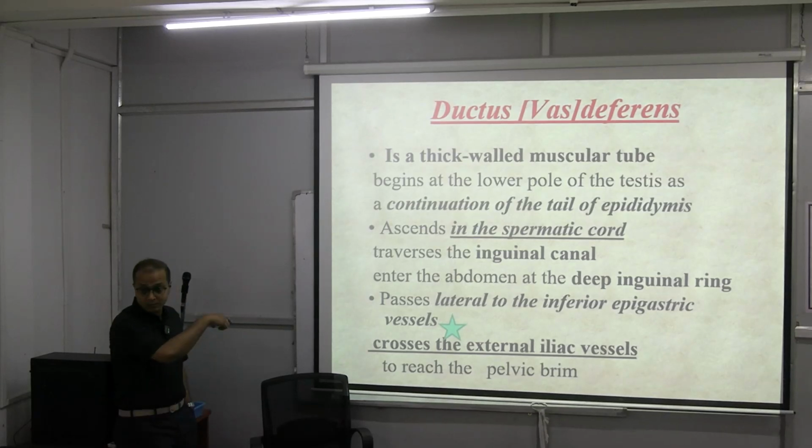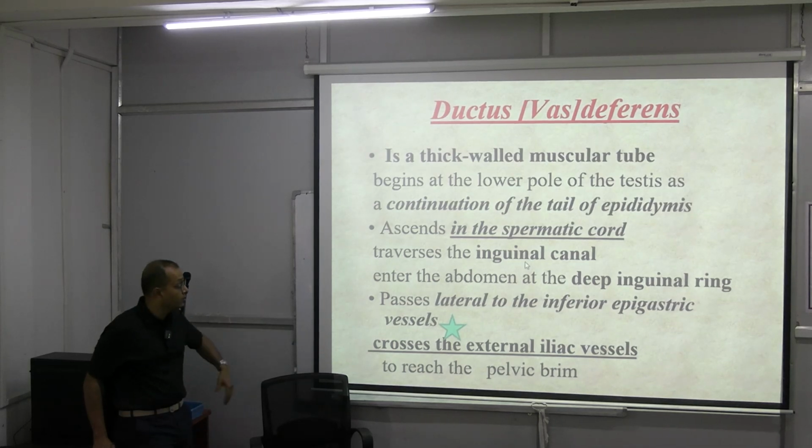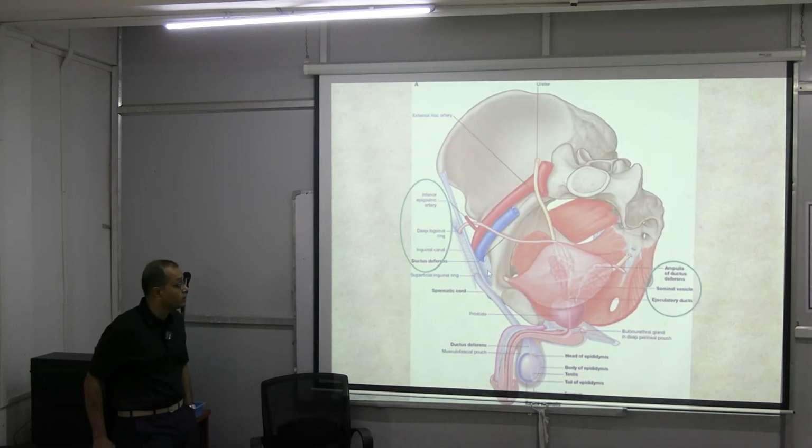Now, coming to the outflow of the seminiferous tubules, which forms the epididymis, and the epididymis forms the vas deferens, reaching the lower pole of this testicle. Then it moves up. So, this vas deferens enters the inguinal canal, and this entry to the inguinal canal is lateral to the inferior epigastric vessel.